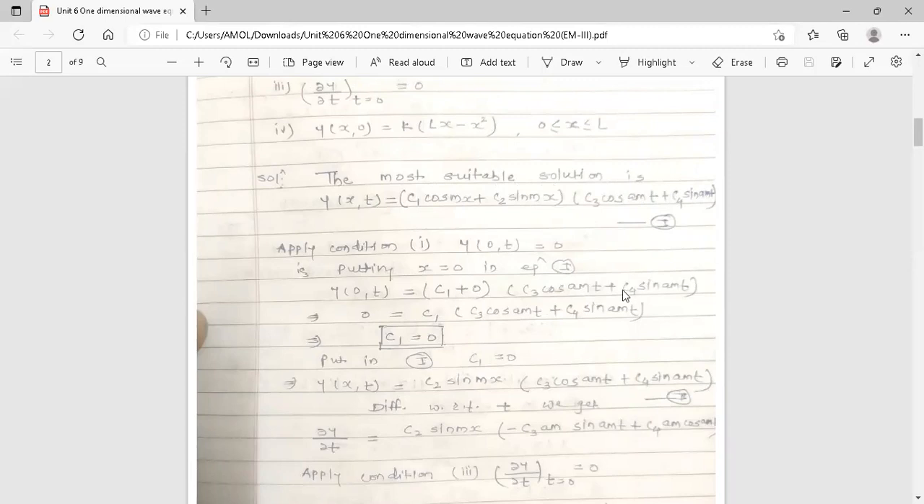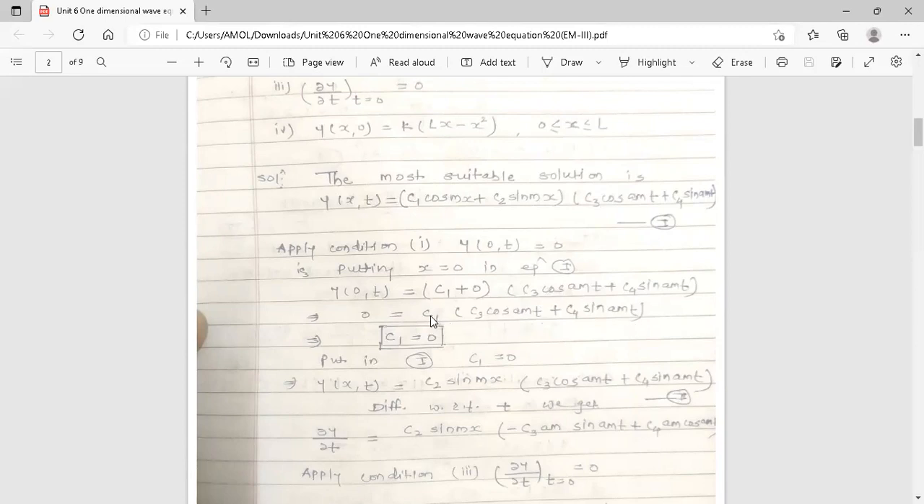Okay. As it is. Now you know that y of 0,t is value 0. So put y of 0,t is equal to 0 in LHS. And this product C1 in bracket C3 cos amt plus C4 sin amt is equal to 0. This product is 0, means at least one of them is 0. Now, can we say this bracket term is 0? If this bracket term is 0, and you put its value 0 in equation number 1, what will happen? The total solution y of x,t will be 0. So this bracket term is not 0.